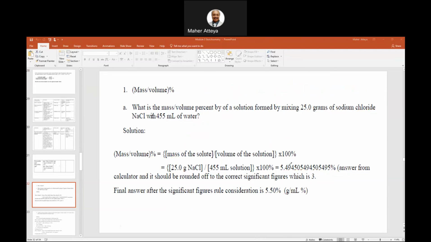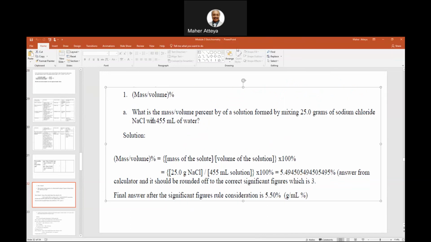We have to stop here, correct? We have to stop here somehow. So we have to stop on this one here. Look at this. So this is 9 rounded to 1. So it will be 5.50 gram per ml percentage. These are the units, correct? So let's take another example. Mass over the volume now. Let's take another example.